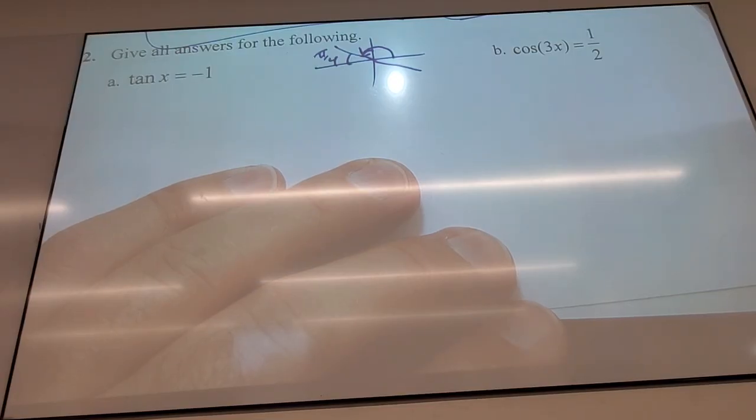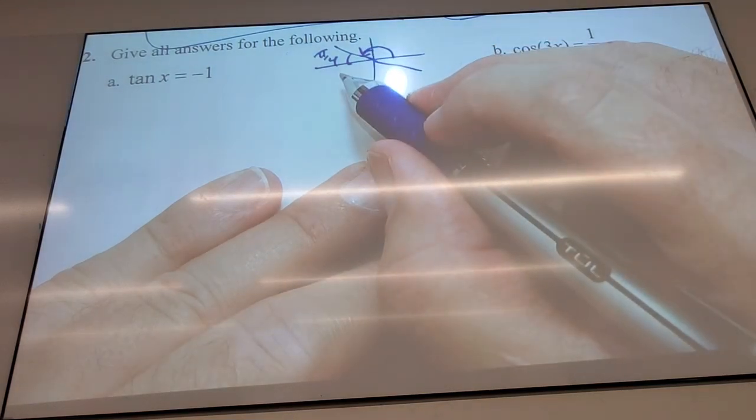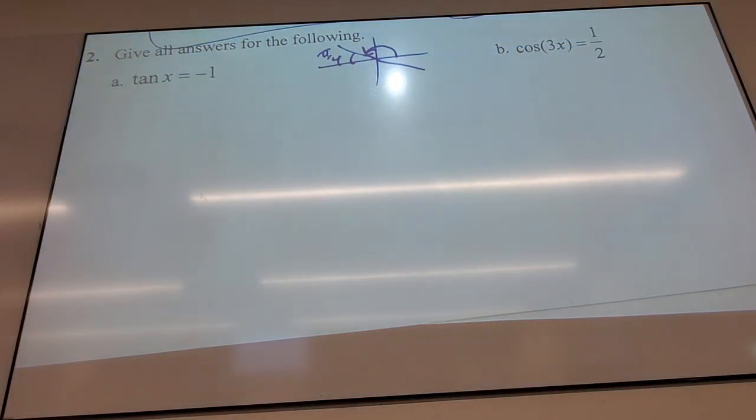No, 135 is right, but it's not right because I'm in radians. What's 1/4 of pi short of a pi? Oh, 3 pi over 4. You guys see how to look at this?